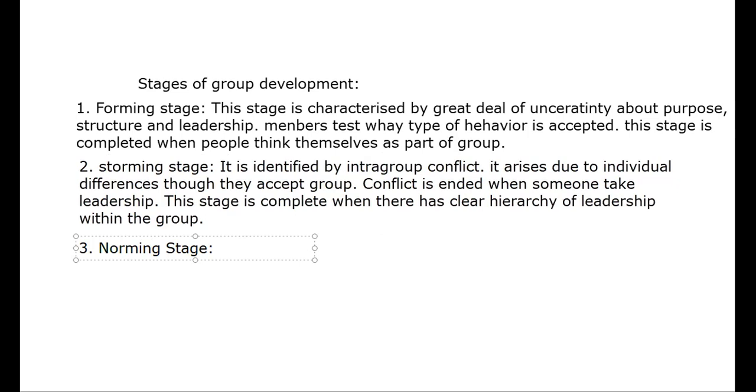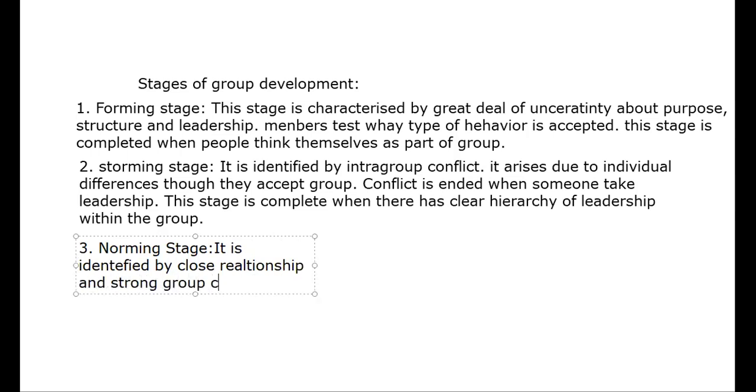So in the third stage, norming means close relationships are developed and the group demonstrates cohesiveness, and they can also identify a strong sense of group identity, and the group structure is solidified. This stage is identified by close relationship and strong group cohesiveness.